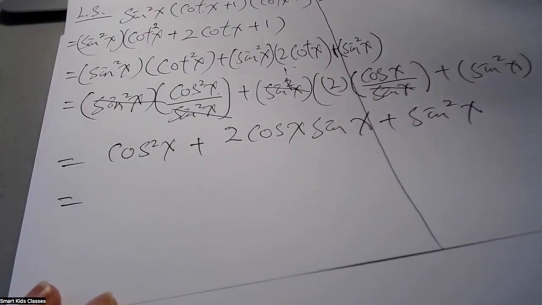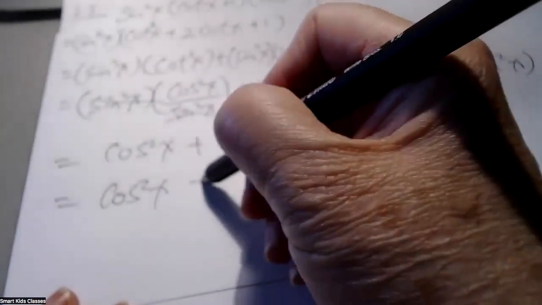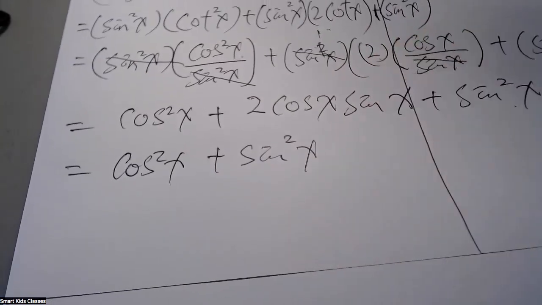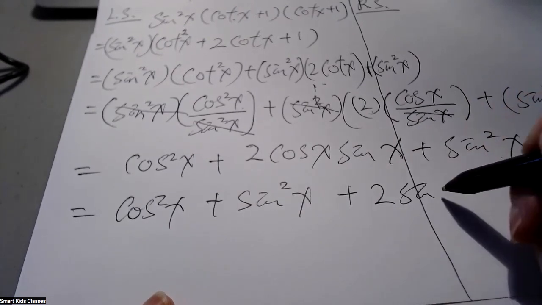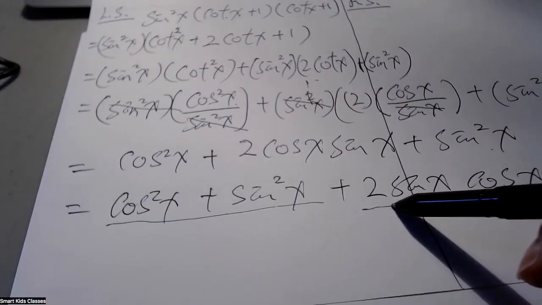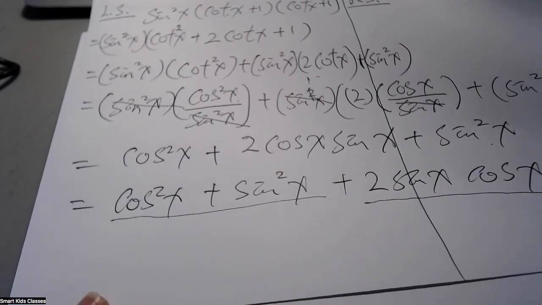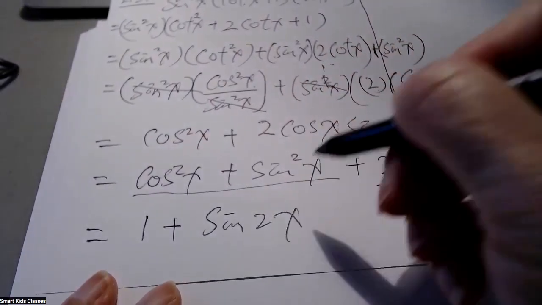So far, so good. Now we are going to write it in order. So we have a cosine square x, move this in front. Add sine square x, one term. And then add 2 sine x cosine x. This fits the formula. One formula equals 1, and this is 2 sine x cosine x. It can be sine 2x. So the answer is 1 plus sine 2x.